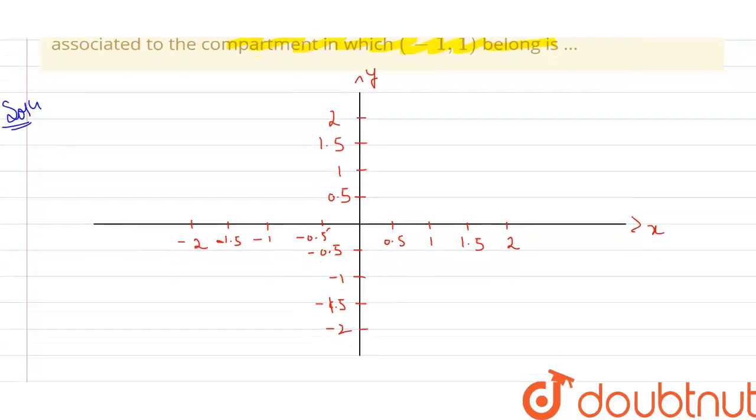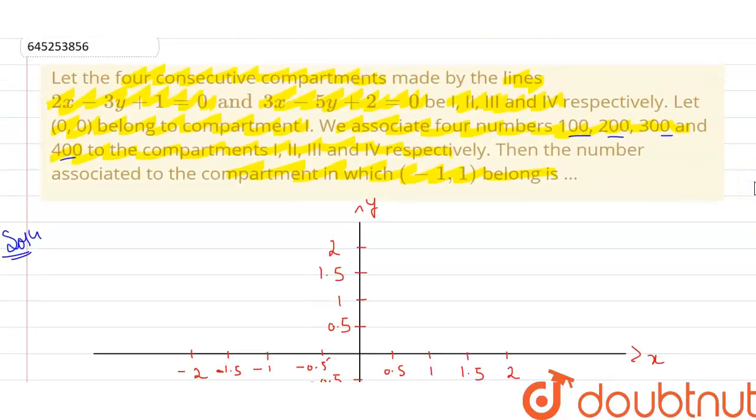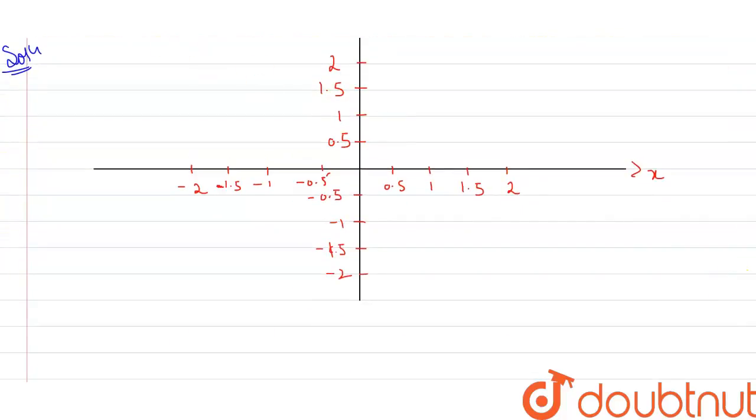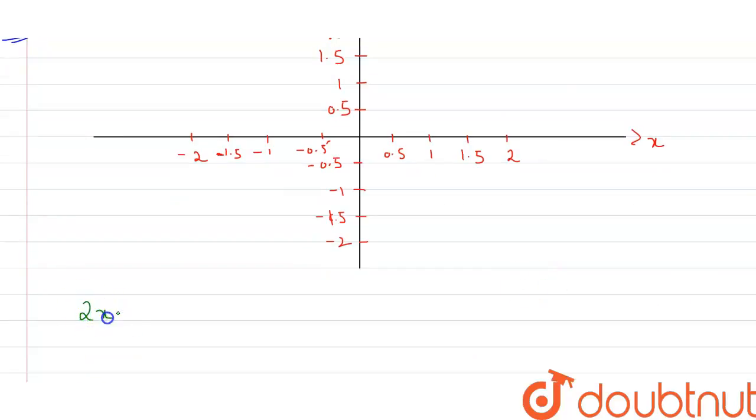Okay, so first we have to plot these two lines. The first line is 2x minus 3y plus 1 equals 0. Let me write it down here: 2x minus 3y plus 1 equals 0.